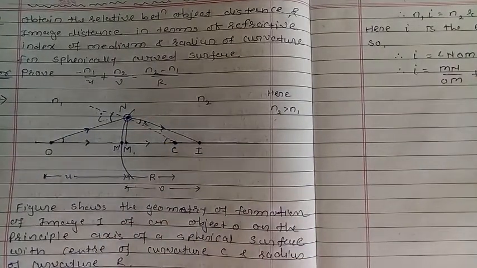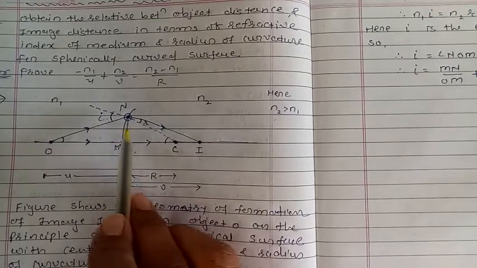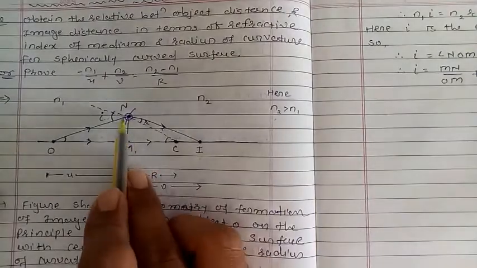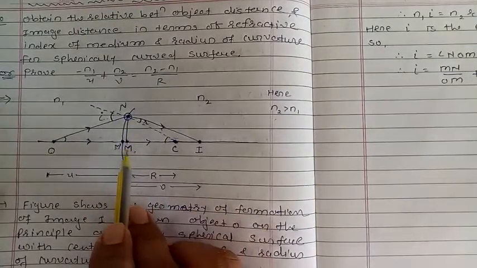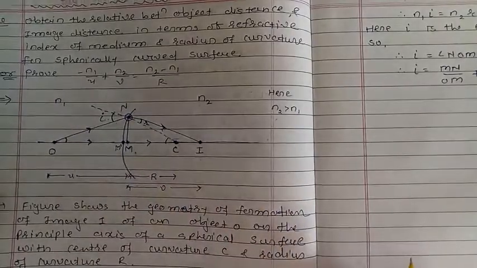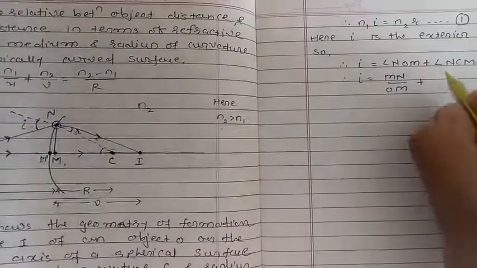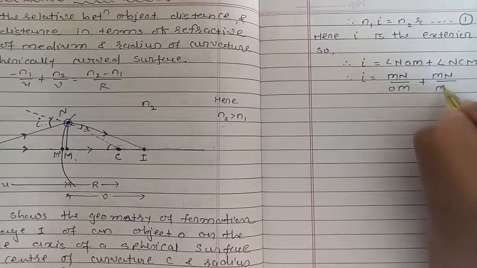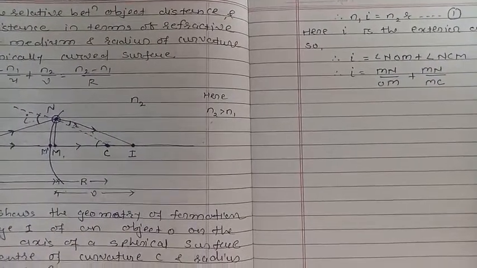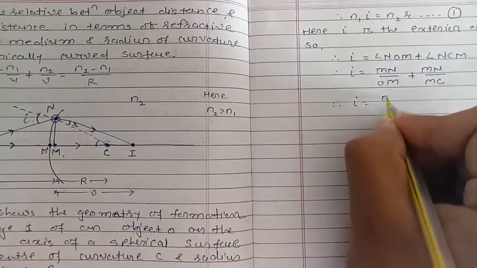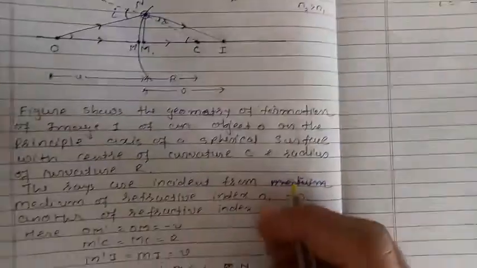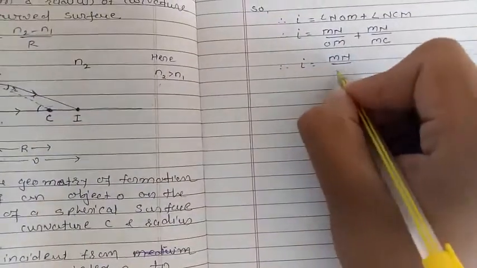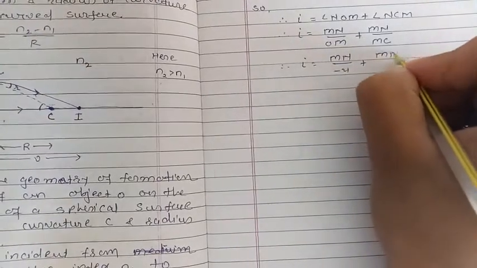So for NCM, tan theta is opposite by adjacent. Here for NCM, opposite is MN and adjacent is MC or CM. So we can write that tan NCM is equal to MN upon MC. So we know the value: I is equal to MN upon OM. Here OM is equal to minus U, so I is equal to MN upon minus U plus MN upon MC.